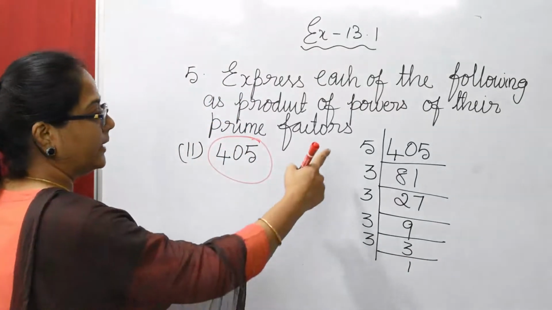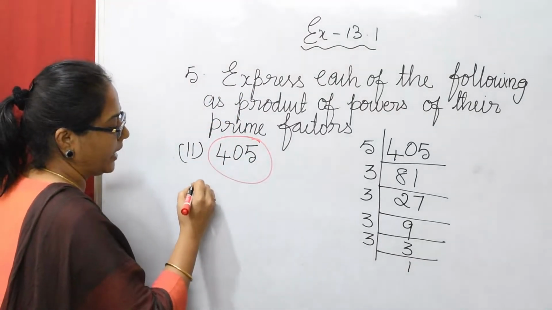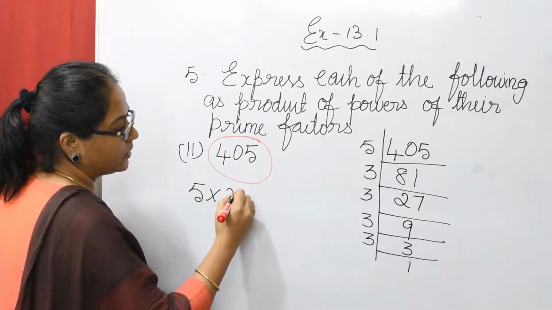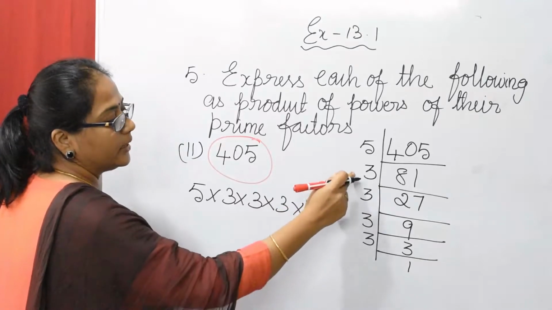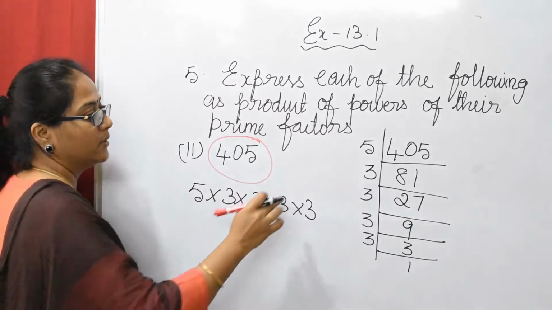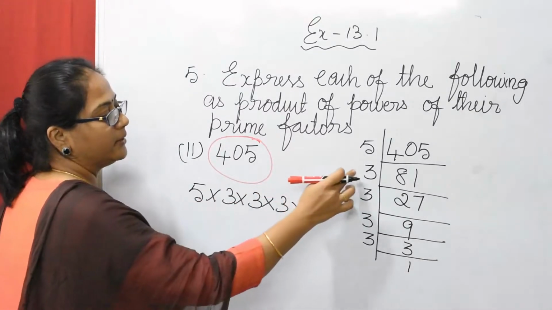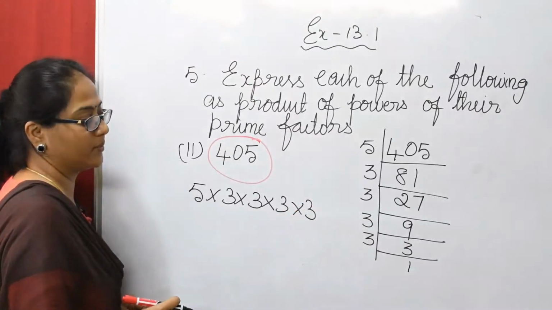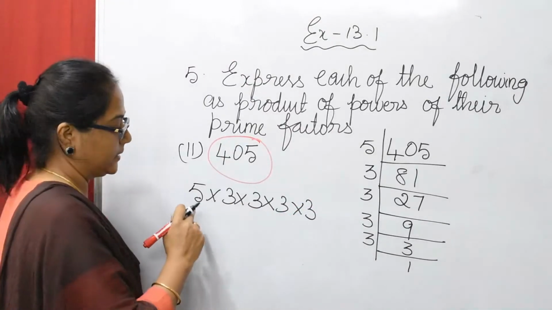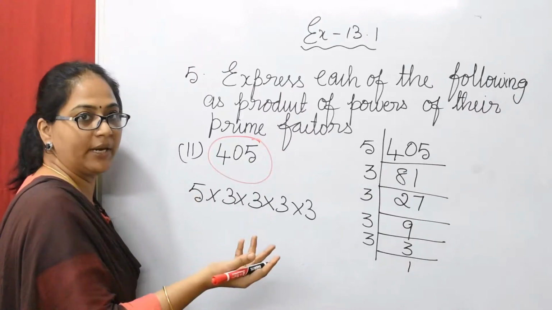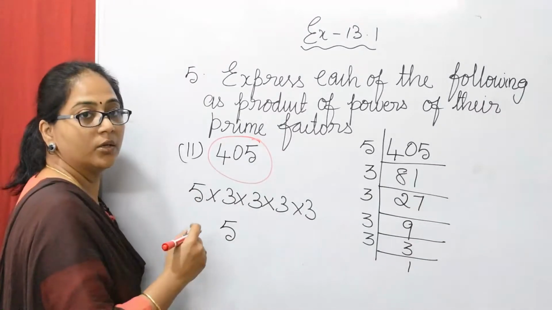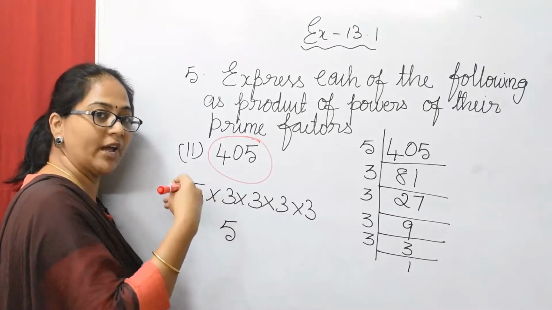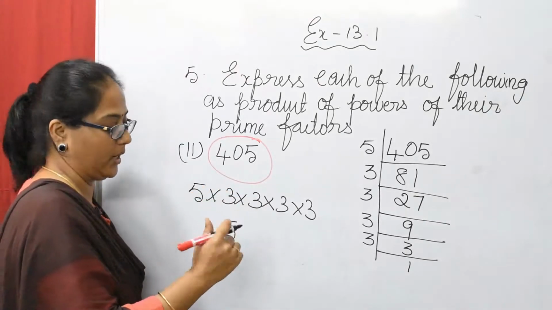So now let us write the factors. 5 into 3 into 3 into 3 into 3. 3 is repeated 4 times. So 5 once and 3 is repeated 4 times. Now how to express this? 5 is not repeated again, right? So 5 only once, so no need to give any power there. 5 power 1 is equal to 5 only.